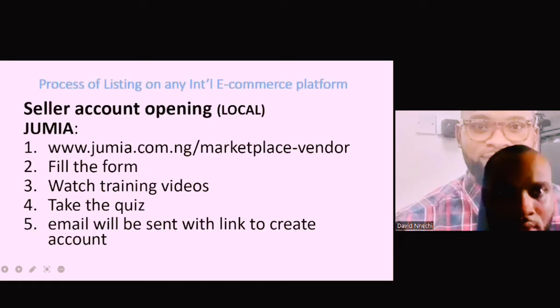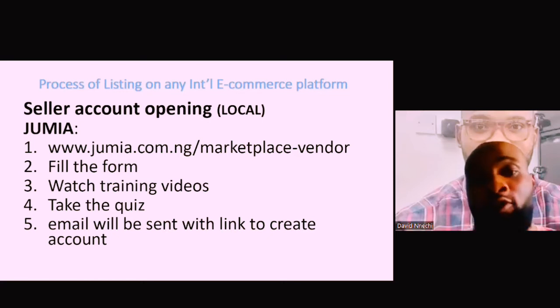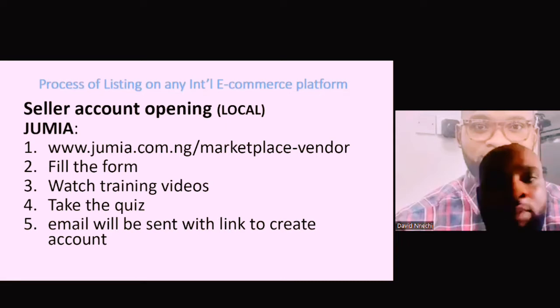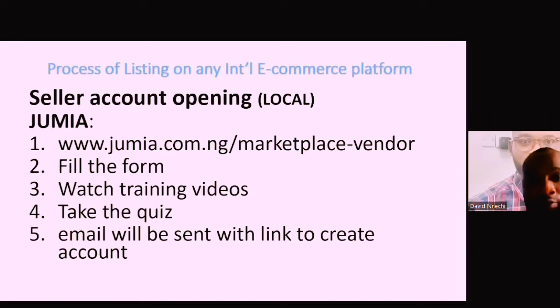So, the process of listing on any e-commerce platform. Like I told you earlier, we're going to focus on Jumia and Amazon. So if you want to list on Jumia and probably you've not sold on Jumia before, the first thing you do is just go to their website, jumia.ng, sell as a vendor. There's a form there, you fill the form, where you provide your name, your email address, and the rest, those basic information. There's a training video there for you to watch. And then they send a link to your account. Very, very straightforward. In 30 minutes, you have your account. So once you have your account, this is the first stage.